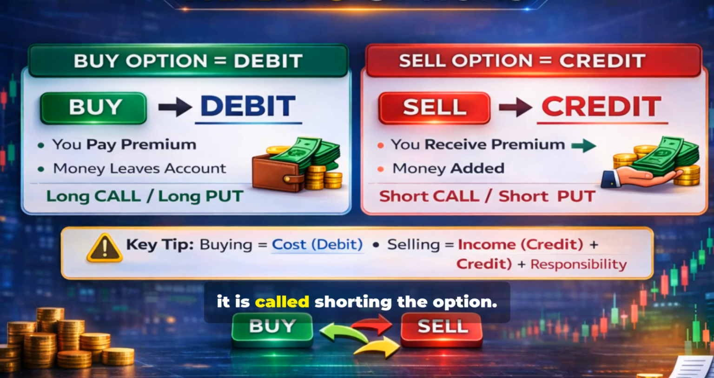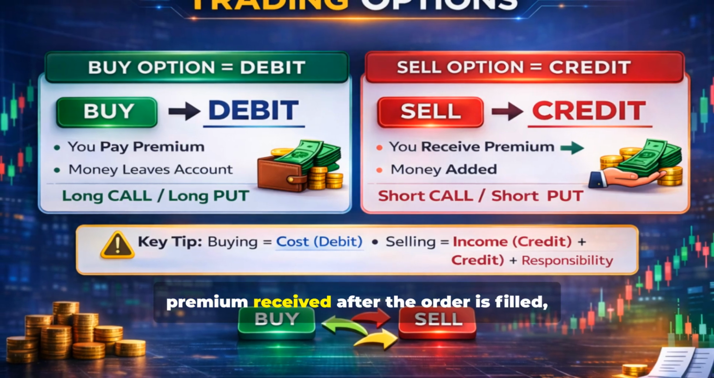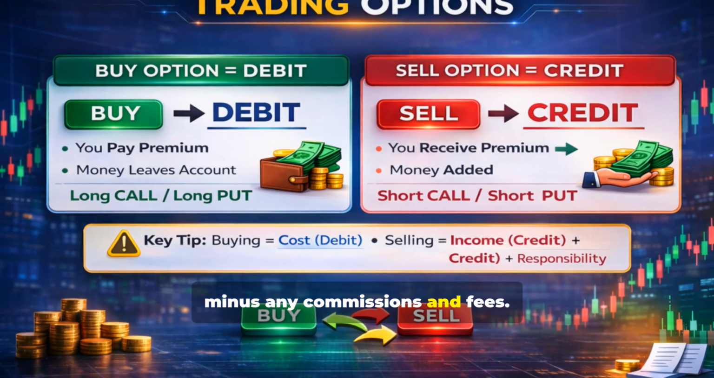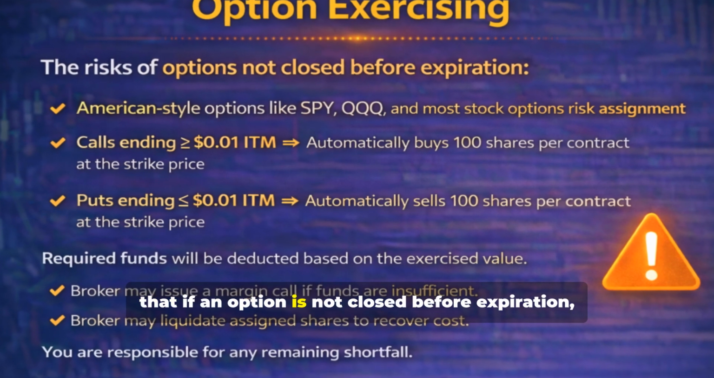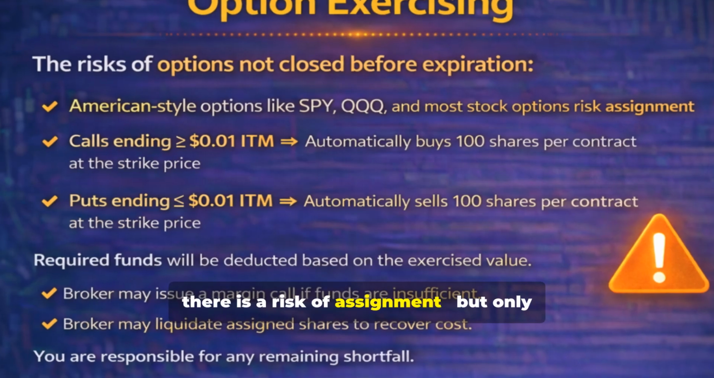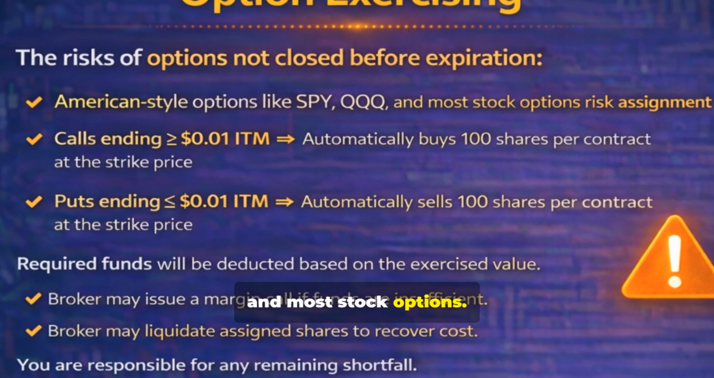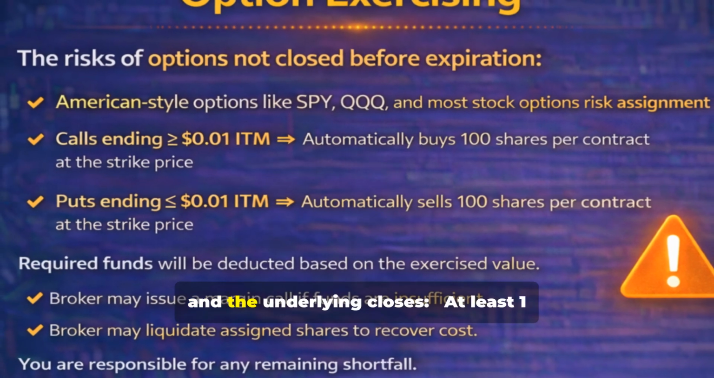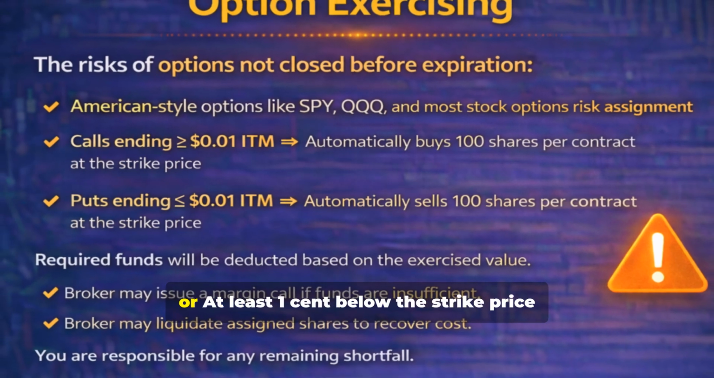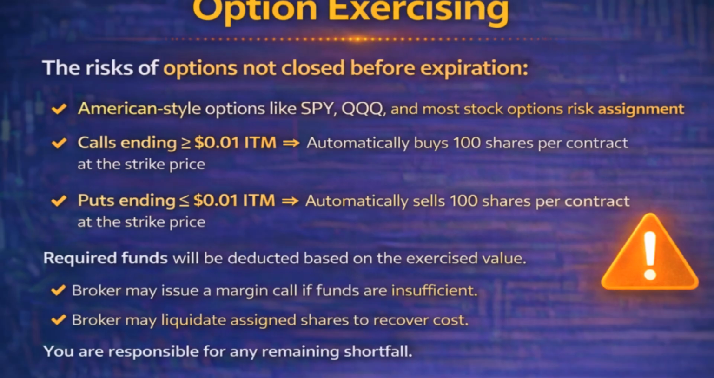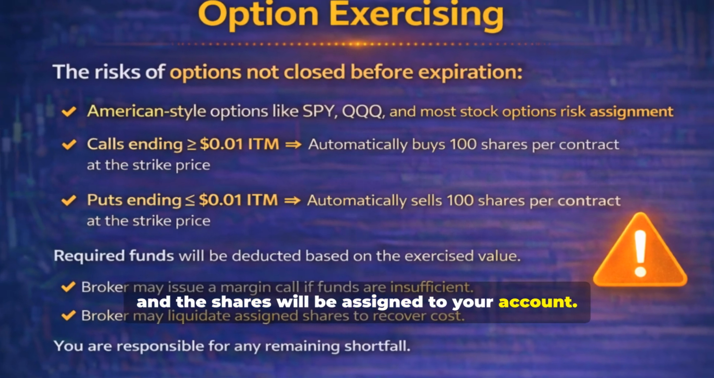When you sell an option, it is called shorting the option. This results in a credit transaction, meaning your account is credited with the premium received after the order is filled, minus any commissions and fees. Very important note: keep in mind that if an option is not closed before expiration, there is a risk of assignment, but only for American-style options such as SPY, QQQ, and most stock options. If this happens, and the underlying closes at least 1 cent above the strike price for a call, or at least 1 cent below the strike price for a put, the option can be automatically exercised, and the shares will be assigned to your account.